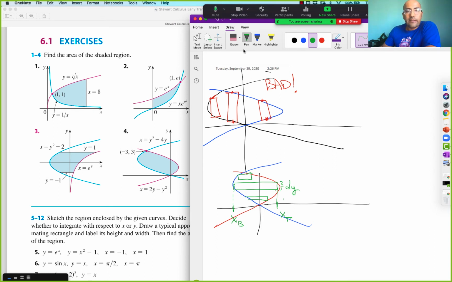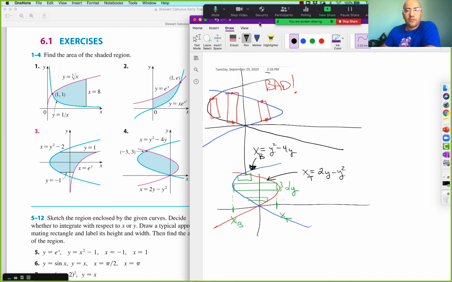Luckily, they already did that for us. This question gives us that this function here is x equals 2y minus y squared. We input a y value, and the output is an x. That's what this is going to be: x sub t is equal to this. And then they give us this guy over here, which is the blue function, x equals y squared minus 4y, which is going to be that bottom function in blue. Questions?